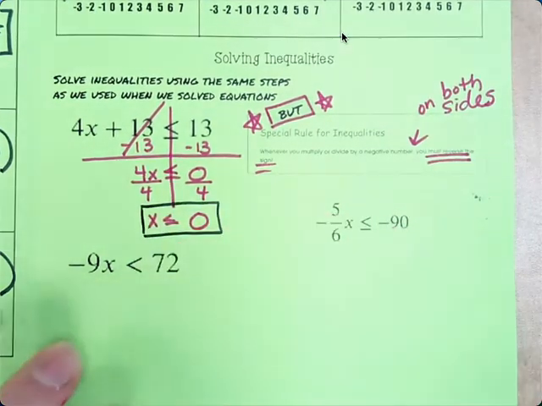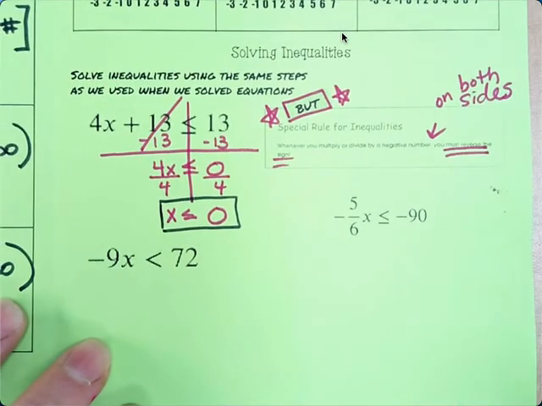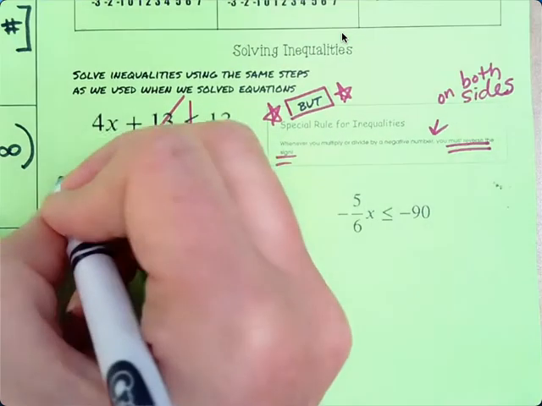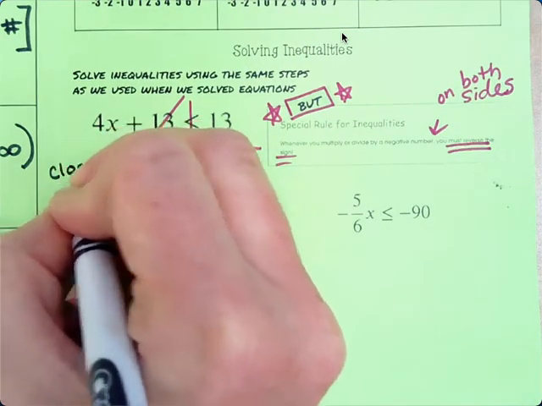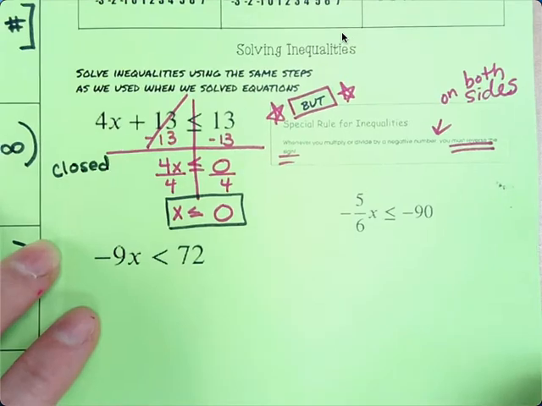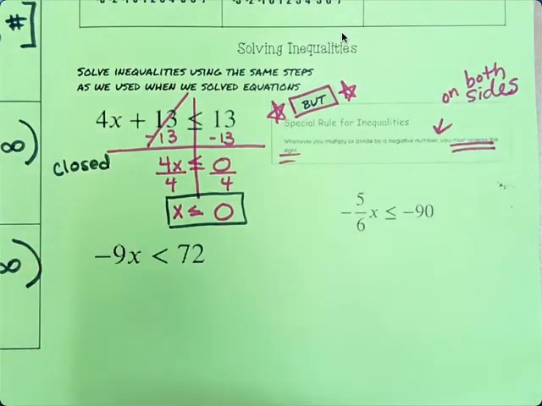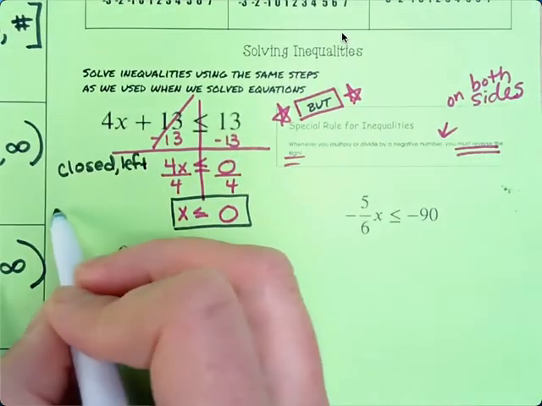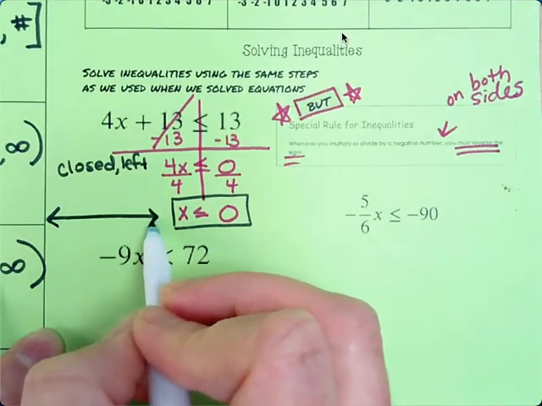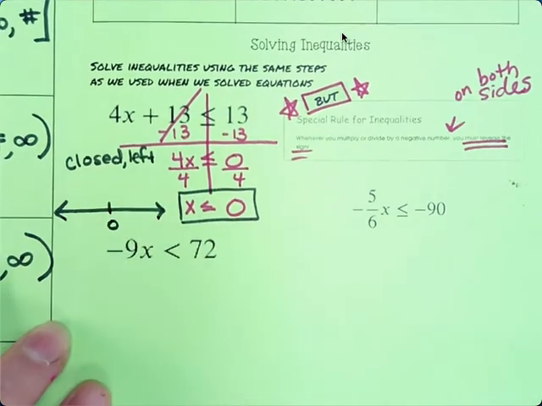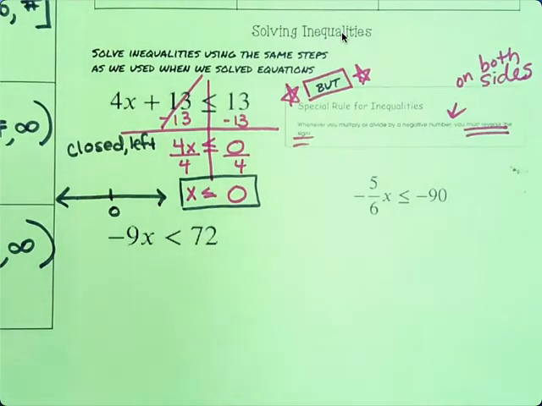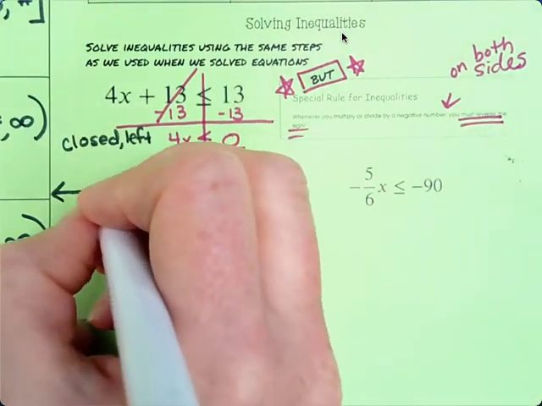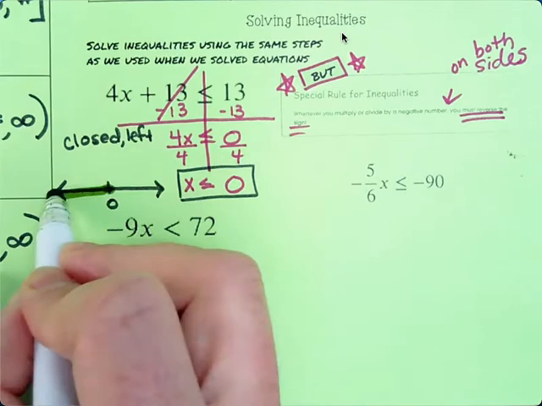So x is less than or equal to 0. Let's talk about how we would graph it. Less than or equal to, because of that "or equal to," it's going to be closed. It's less than, so left. So if I have a number line, I have 0 on it. I'm going to put a closed circle on 0 and go left.